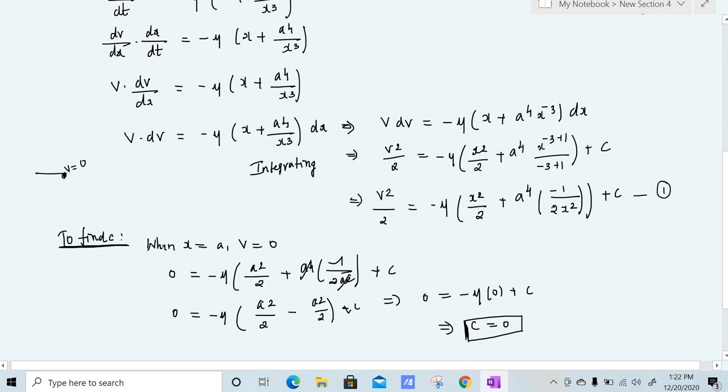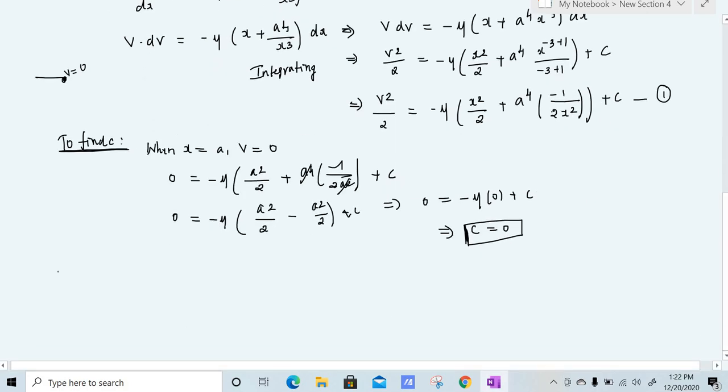So equation 1 becomes, so from equation 1 we will have v square by 2 is equal to minus mu into x square by 2 minus a power 4 divided by 2 x square plus 0, right? Yes. Now what is our aim?